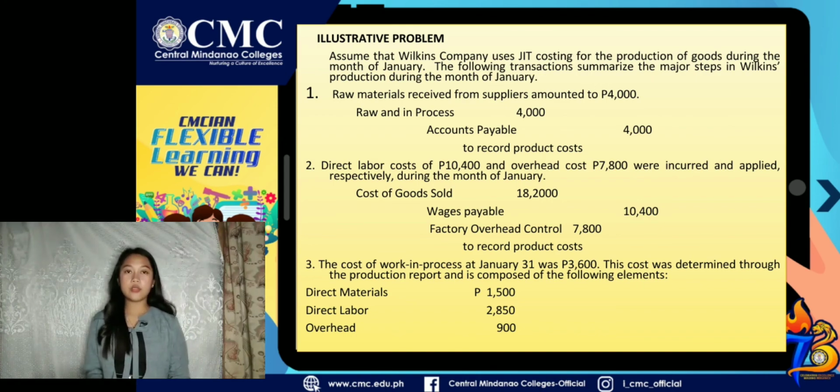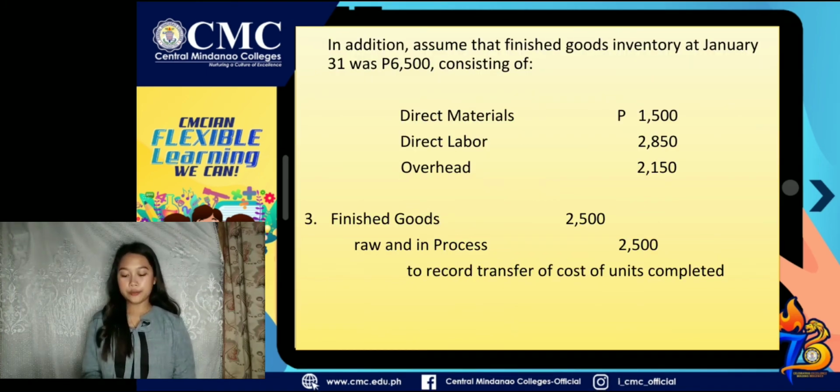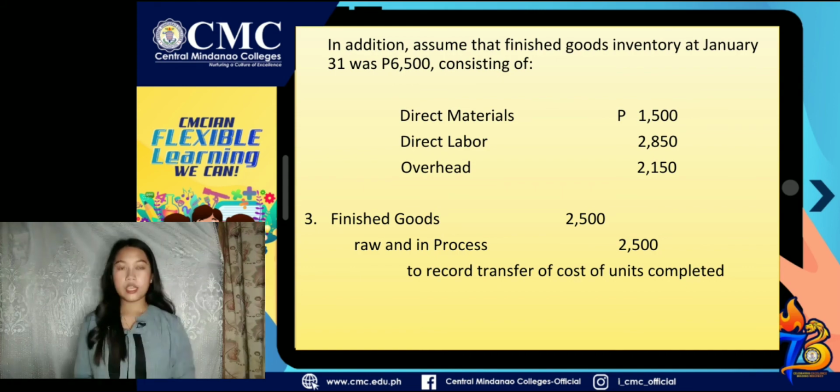Number 3. The cost of work in process at January 31 was 3,600. This cost was determined through the production report and is composed of the following elements. Direct materials 1,500, direct labor 1,200, and overhead 900. In addition, assume that finished goods inventory at January 31 was 6,500, consisting of direct materials 1,500, direct labor 2,850, and overhead 2,150. The journal entries under JIT costing, or the just-in-time costing, are the following.